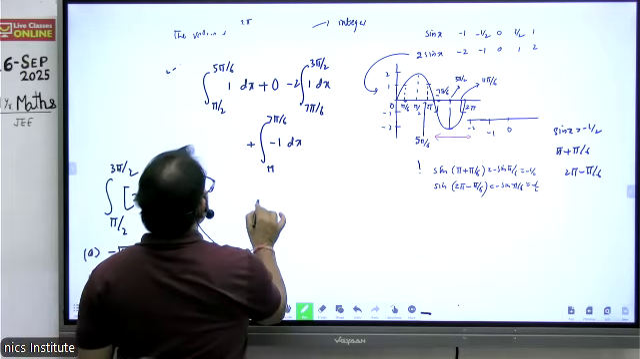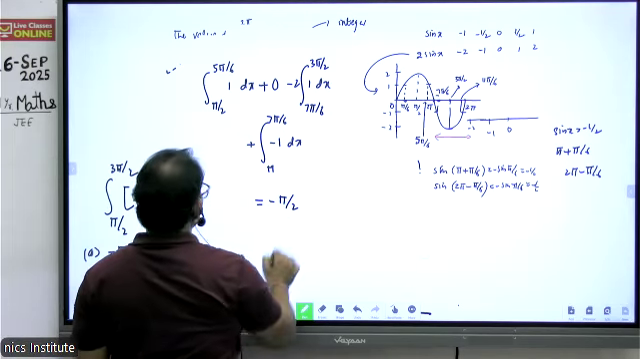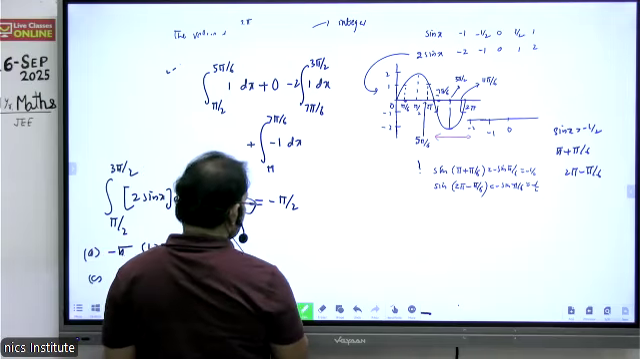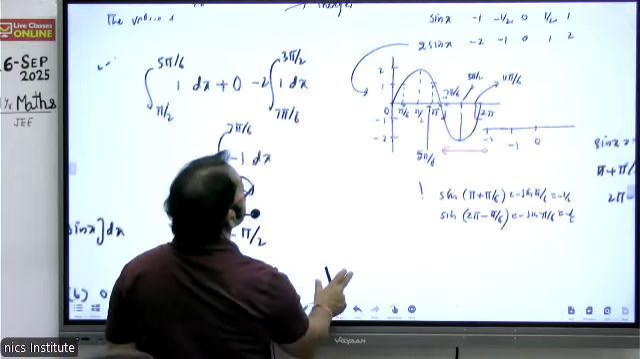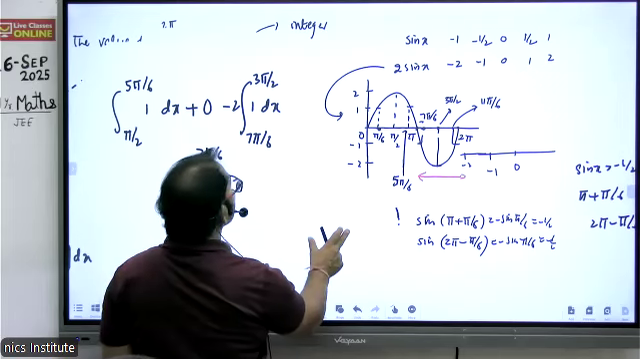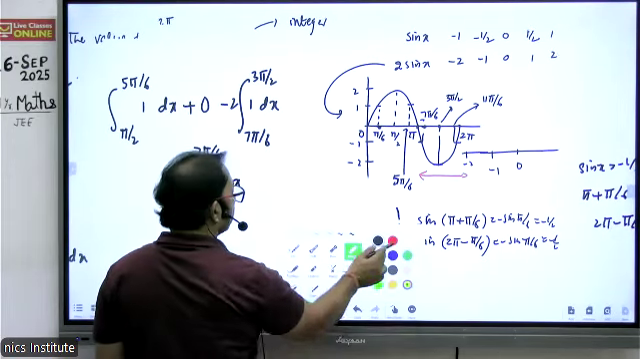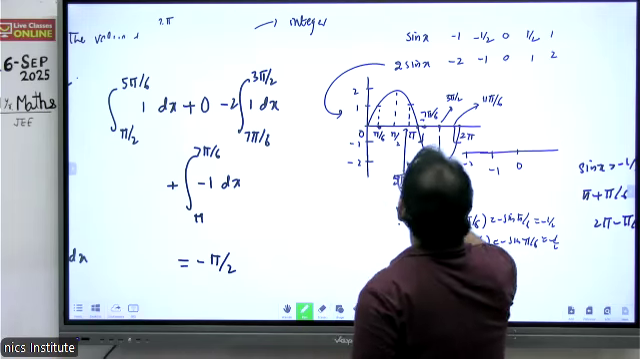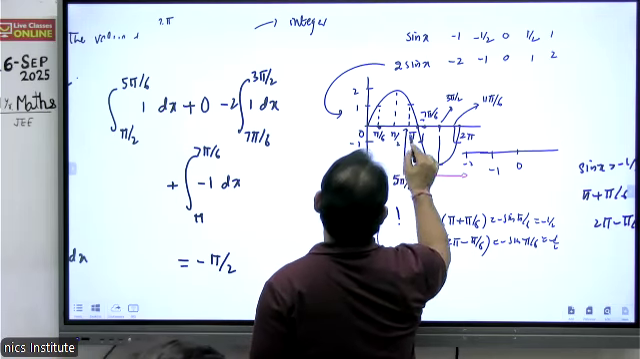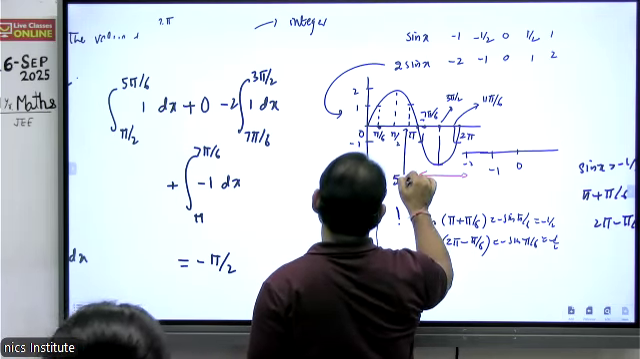Minus pi by 2 is the answer. Now, how can you answer this same question by using a graph? Let's use only the graph now. From pi by 2 to pi, it is from pi by 2 to 5 pi by 6, height 1 now.